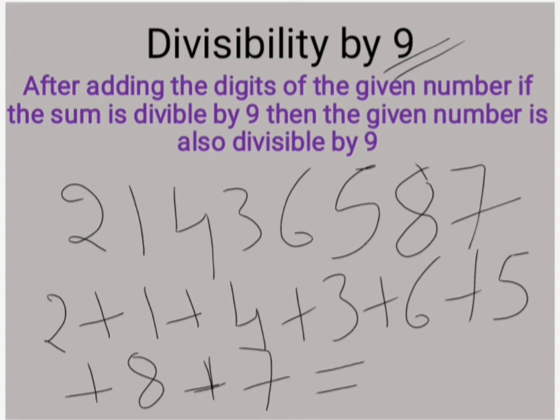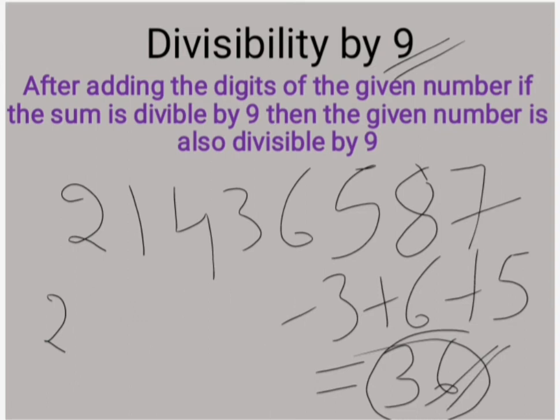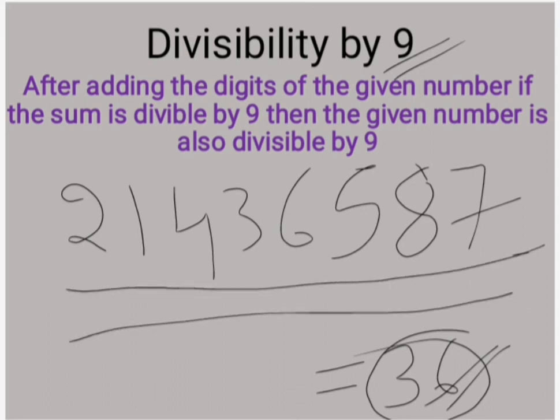Now check how much is the sum. 2 plus 1 is 3, 3 plus 4 is 7, 7 plus 3 is 10, 16, 21, 29, plus 7 is 36. And we know that in the table of 9 we are going to get this 36, or we can say that this 36 is divisible by 9. So we say that this number is also divisible by 9. That is the divisibility rule of 9.